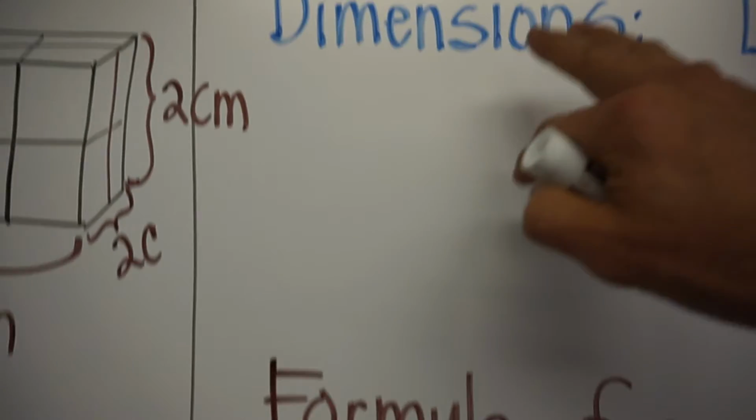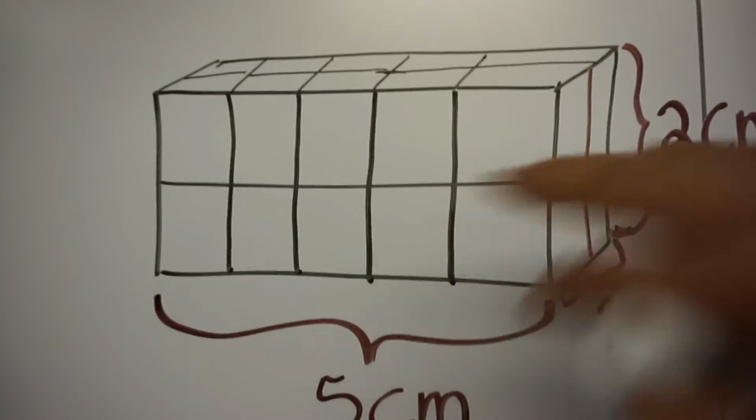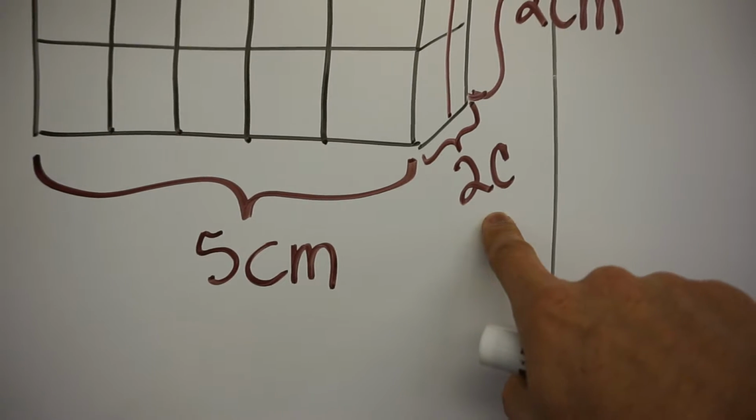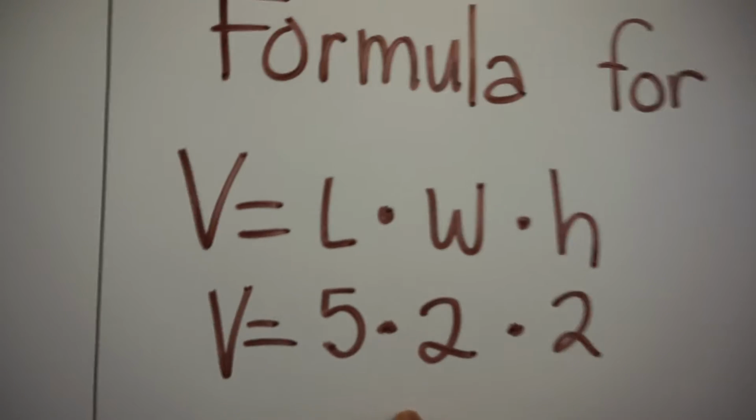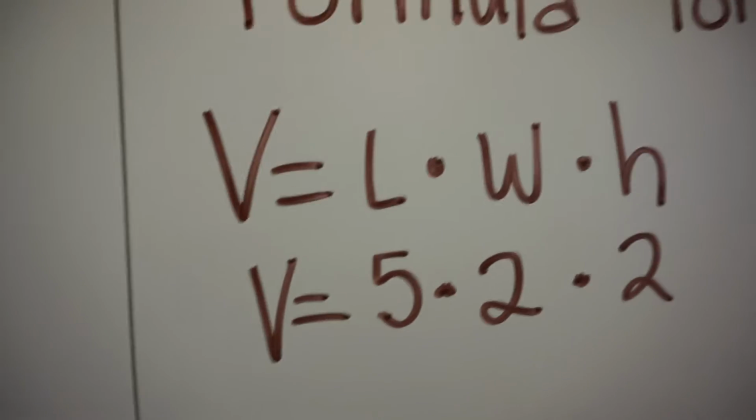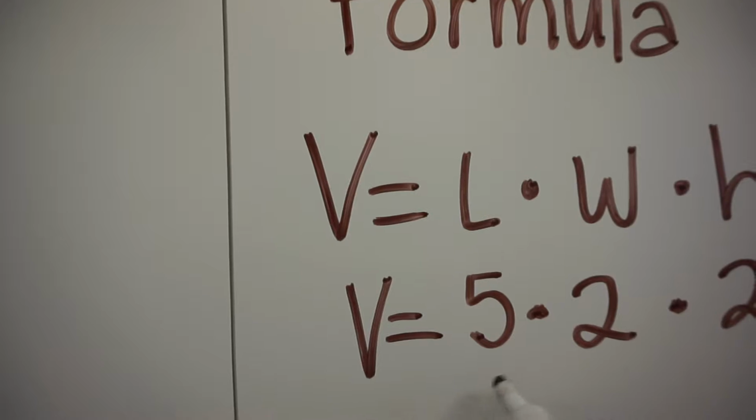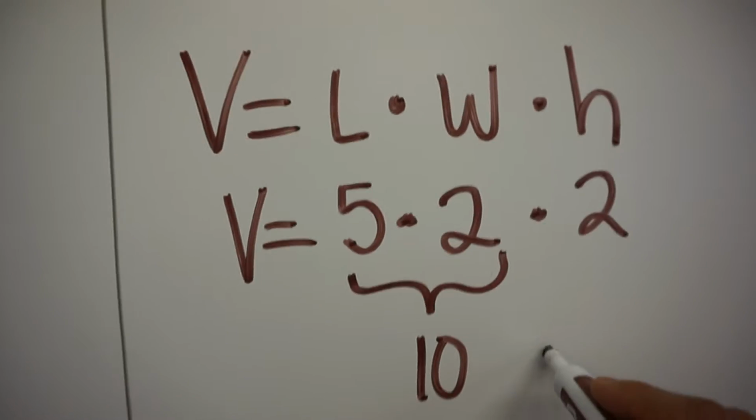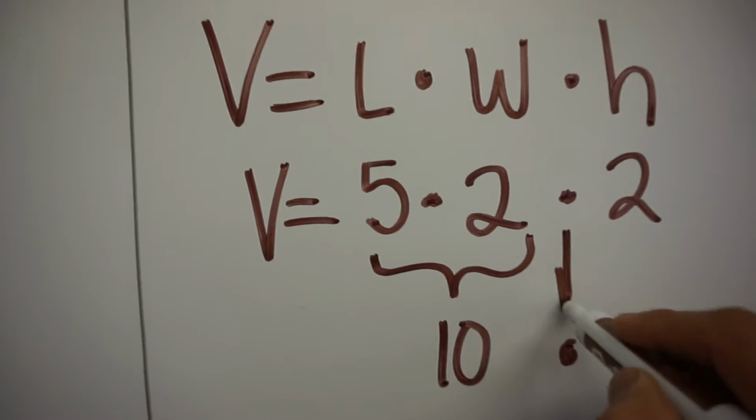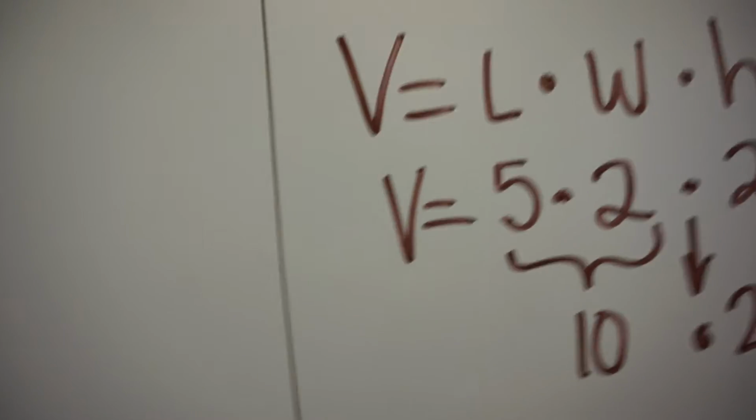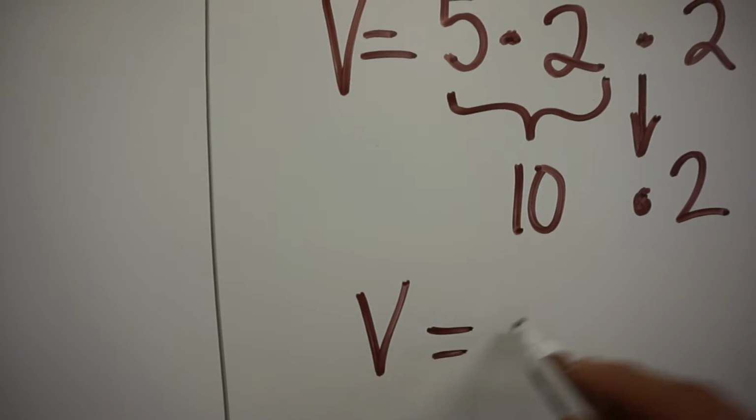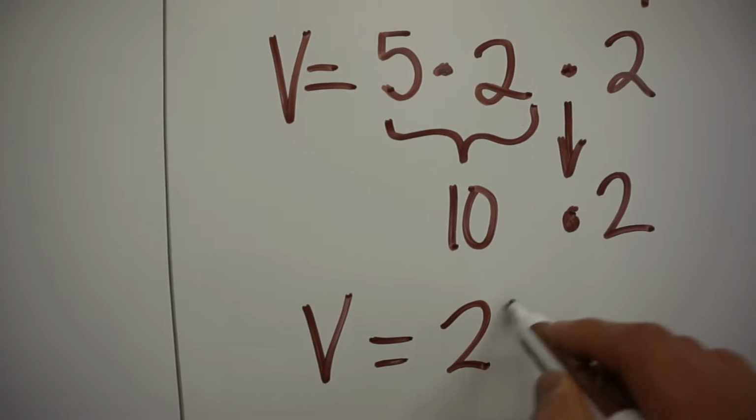We found the dimensions of this figure, and the dimensions are height is 2, width is 2, and length is 5. And we plug those into the formula. So now we're going to multiply them. The best way to do this, I think, will be this way. 5 times 2 will yield an answer of 10. Bring down that symbol here, times 2. So now we know the answer is volume equals 10 times 2 equals 20.